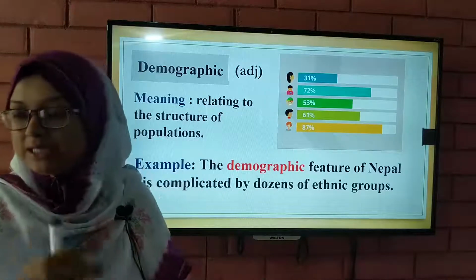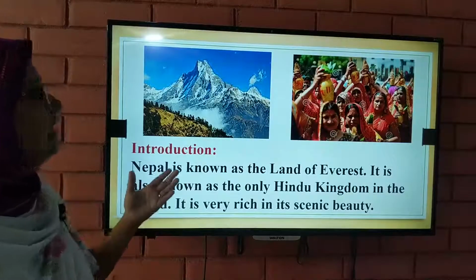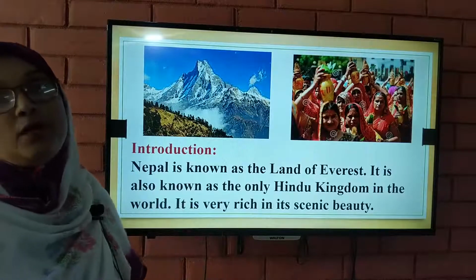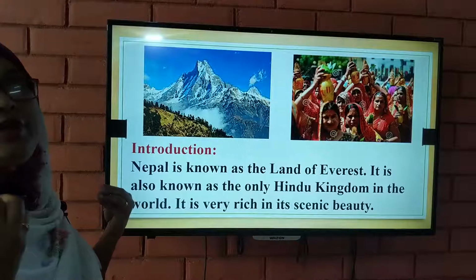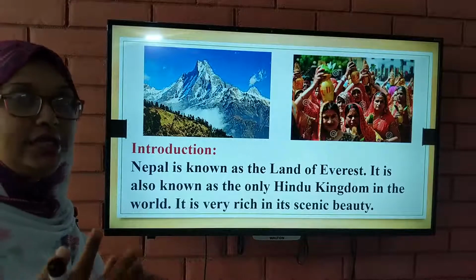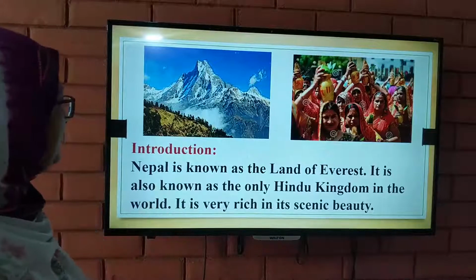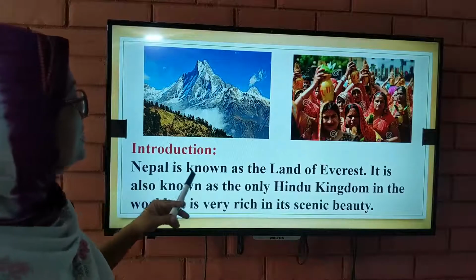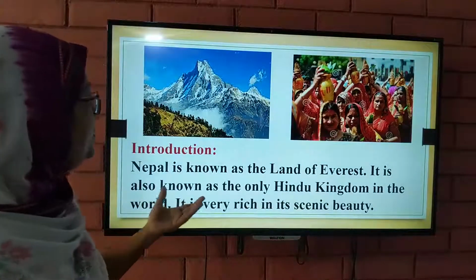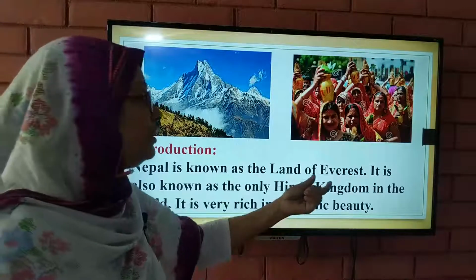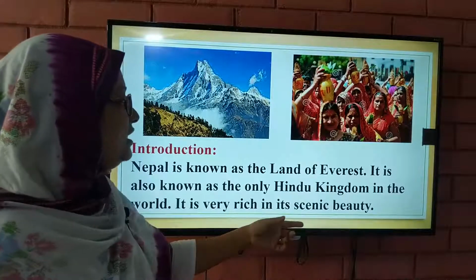Okay, let's see. At first I would like to give the introduction of Nepal. Let's see, a very beautiful, very colorful country Nepal is. Let's be introduced to Nepal. Nepal is known as the land of Everest. It is also known as the only Hindu kingdom in the world. It is very rich in its scenic beauty.